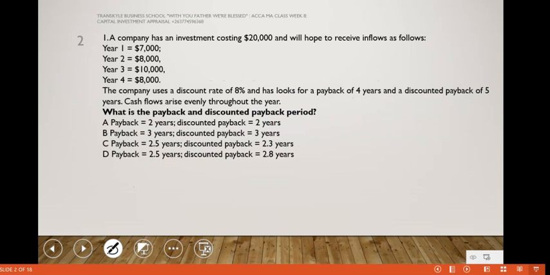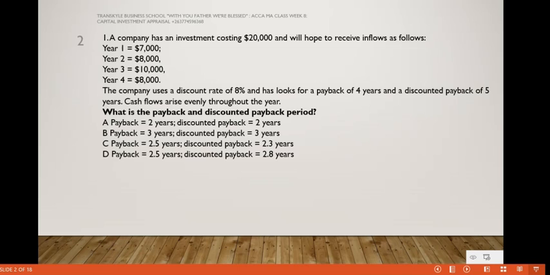Question number 1. A company is considering an investment costing 20,000 and hopes to receive inflows as follows: year 1, 7,000, year 2, 8,000, year 3, 10,000, year 4, 8,000. The company uses a discount rate of 8% and has looked for a payback of 4 years and a discounted payback of 5 years. Cash flows arise evenly throughout the year. What is the payback and discounted payback period?